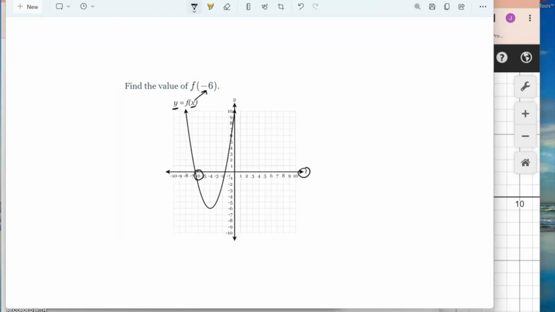Go to the graph. So up or down. So I go to the graph right here. Then I go to y, and I see what my y value is. So my y value is -2. Okay, that's all you're really doing there.